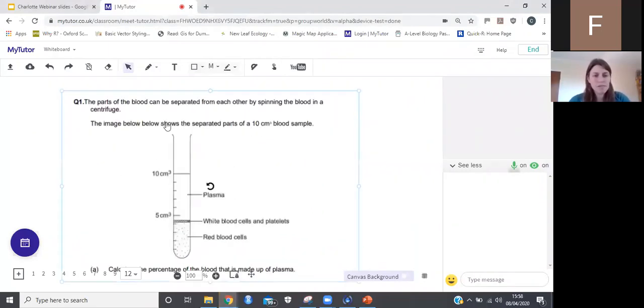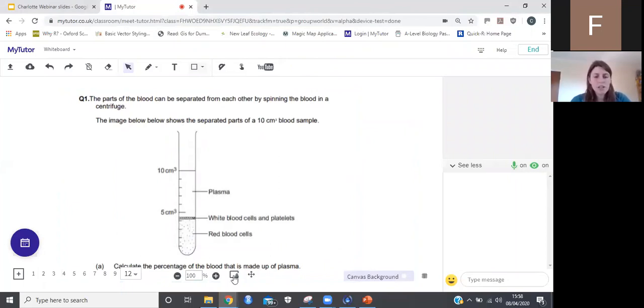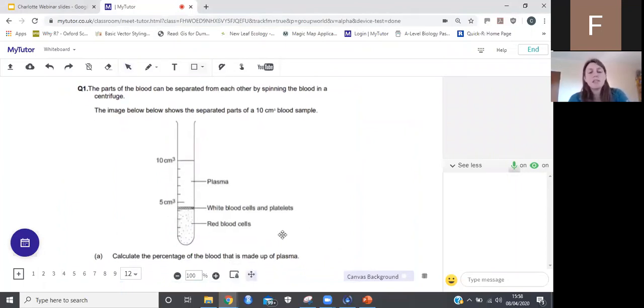Okay, so here's a nice question. Whenever you've got a diagram like this, it's best to look through it first carefully before you read the question. Parts of the blood can be separated from each other by spinning the blood in a centrifuge. Okay, so we're talking about parts of the blood. We covered that today. The image below shows the separated parts of a 10 centimetre cubed blood sample.